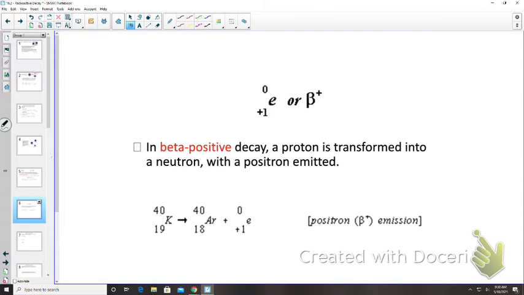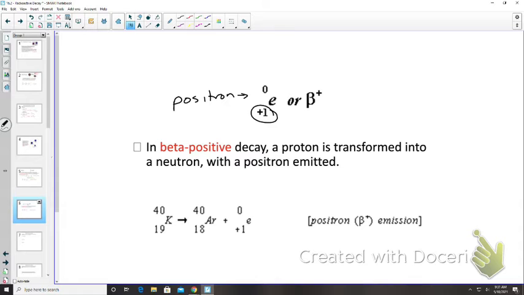So in beta positive decay, this is the emission of a positron. So this is kind of the opposite of an electron, right? Instead of it being -1, we have a charge of +1. So we call that a positron. In beta positive decay, a proton is transformed into a neutron with a positron emitted.